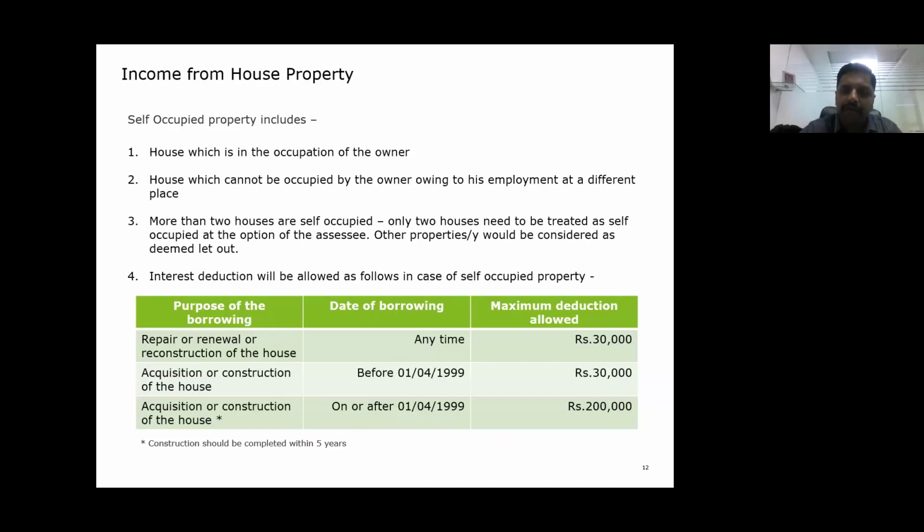Of course, this is outdated, 25 years back. Practically, we may not come across this situation. Mostly the employees may fall under the third category, where the acquisition or construction of the house has happened and the date of borrowing is after 1st April 1999, and the maximum deduction allowed is 2 lakhs. One more condition is that the construction should have been completed within 5 years.